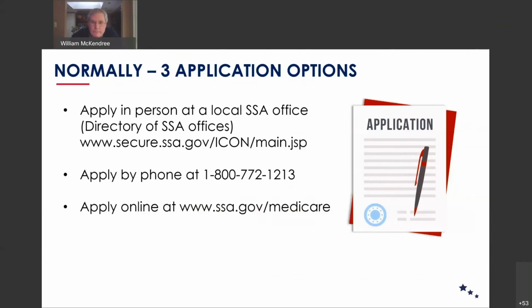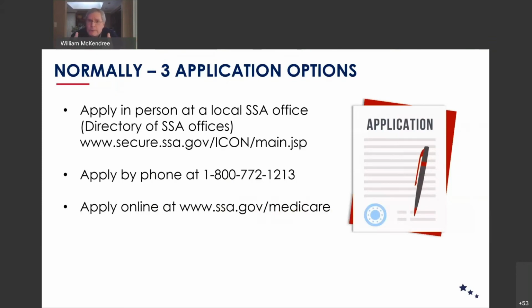Now, normally there are three ways to do the application. Normally, and this would have been a 30-second portion of the presentation under normal situations, I would say just go to your local Social Security office, meet with somebody across the counter, and say, I want to enroll in Medicare. 30 minutes or less later, you walk out, whoa, that was easy. You could also call the Social Security Administration on their toll-free number and say, I'd rather do it this way. They probably wouldn't be thrilled doing it, but they'd do it.